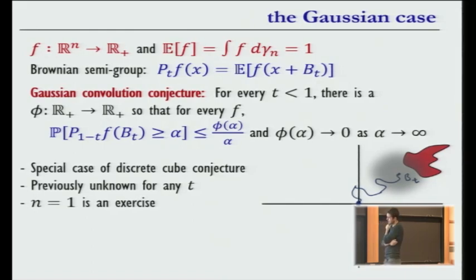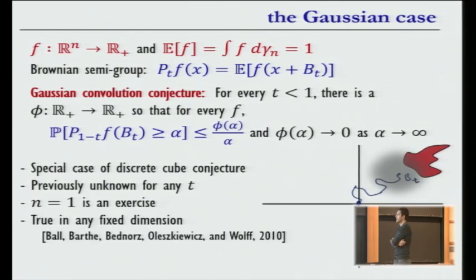Even n equals 1 is not so easy, but n equals 1 is actually an exercise in Ryan O'Donnell's book, I think a starred exercise though. And the only previous result was of Ball, Bartók, Bednorz, Oleszkiewicz, and Wolff in 2010, which is that this holds in any fixed dimension. So it holds in dimension 20. This is a dimension-free inequality. If you ever looked at such things, the fixed dimension case is not really indicative of what's going on.